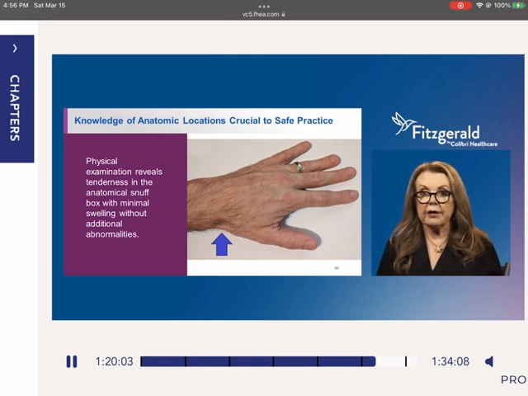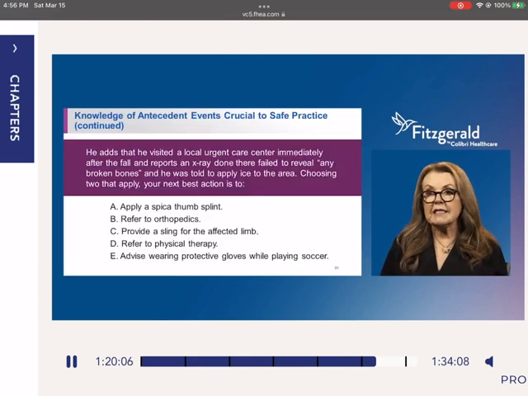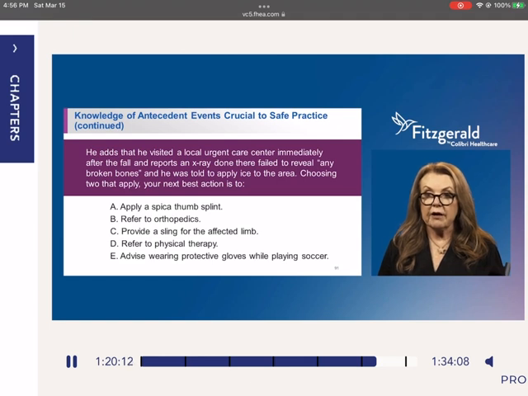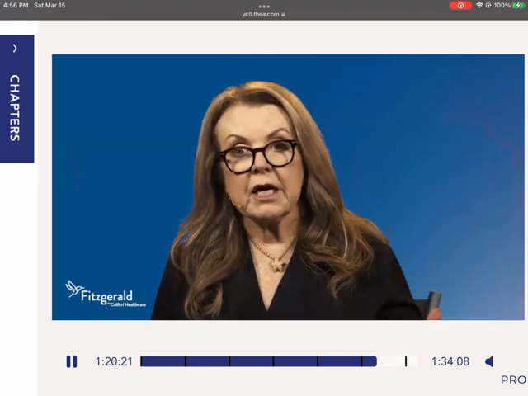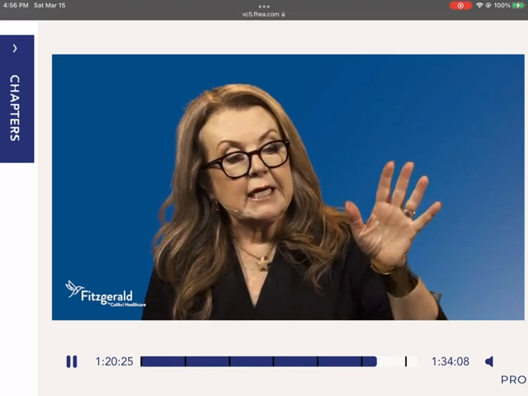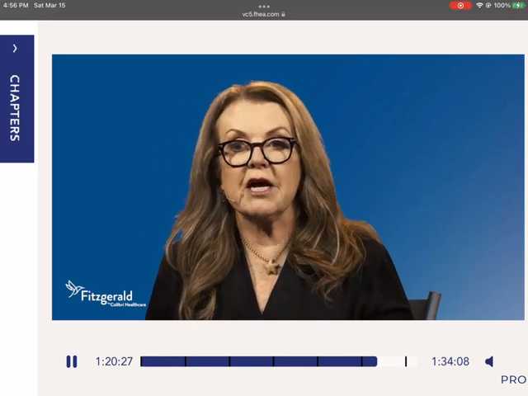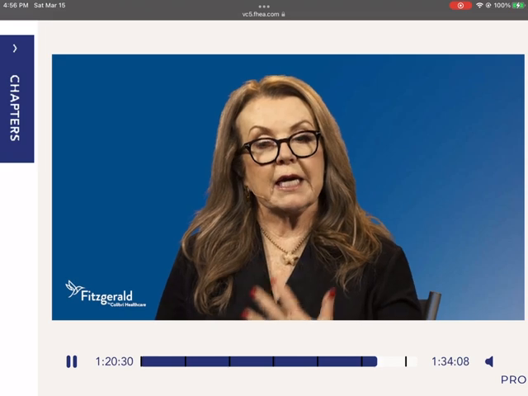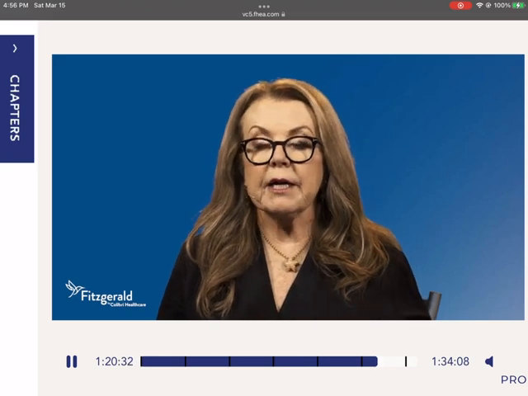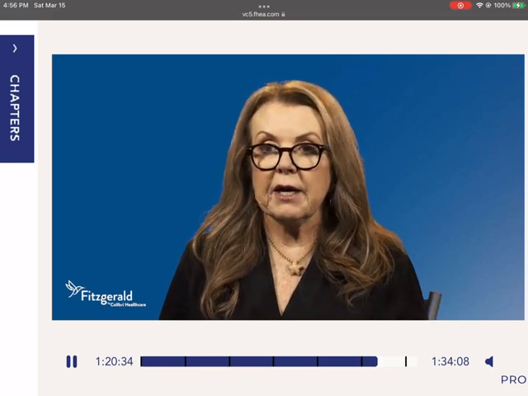Let's read the entire question. He adds that he visited a local urgent care center immediately after the fall and reports an x-ray done there failed to reveal any, quote, broken bones, close quote. He was told to apply ice to the area. One more time, what you need to do is realize he fell on the outstretched hands. He's got pain in that anatomic snuff box, and it looks like it wasn't broken, but is there anything that we need to keep in mind?